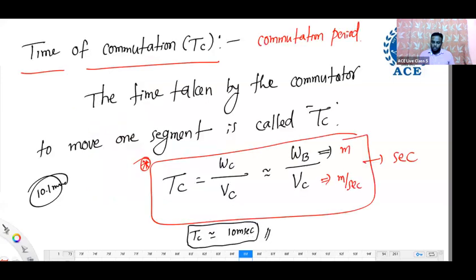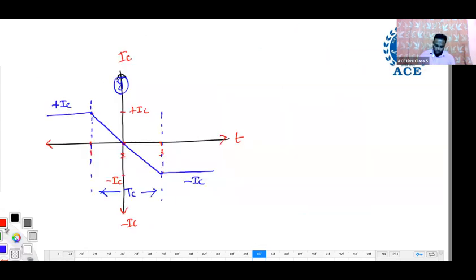See, the time of commutation is this 10 millisecond. If current reversal is completed before that time, it is called over commutation. And if current reversal takes place after the time of commutation, that is called delayed commutation or under commutation. Now, if you represent it here, this blue line is ideal commutation.